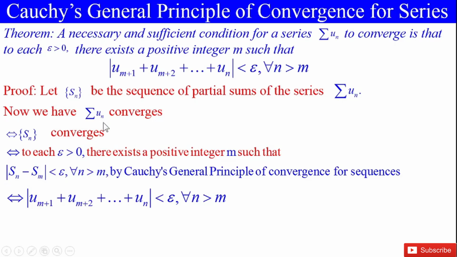Now we have sigma un converges if and only if Sn converges, if and only if to each epsilon positive there exists a positive integer m such that modulus Sn minus Sm is less than epsilon for all n greater than m, by Cauchy's general principle of convergence for sequences, if and only if modulus um plus 1 plus um plus 2 plus up to un is less than epsilon for all n greater than m.